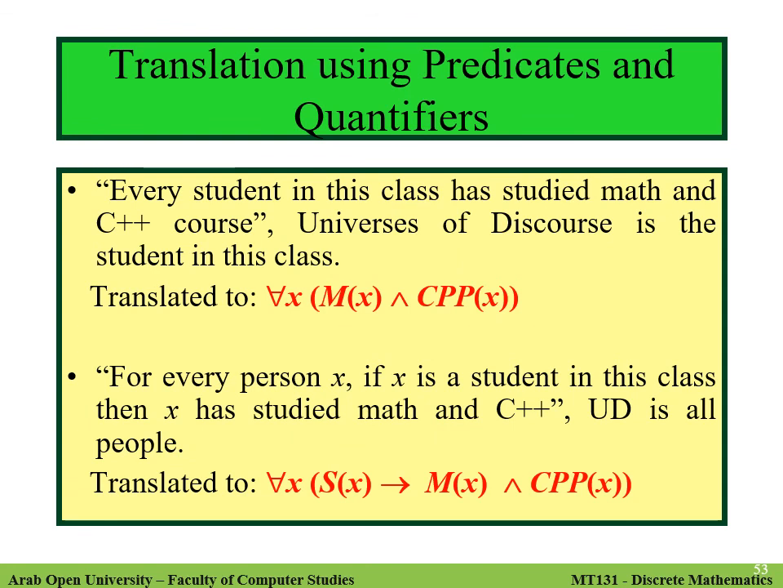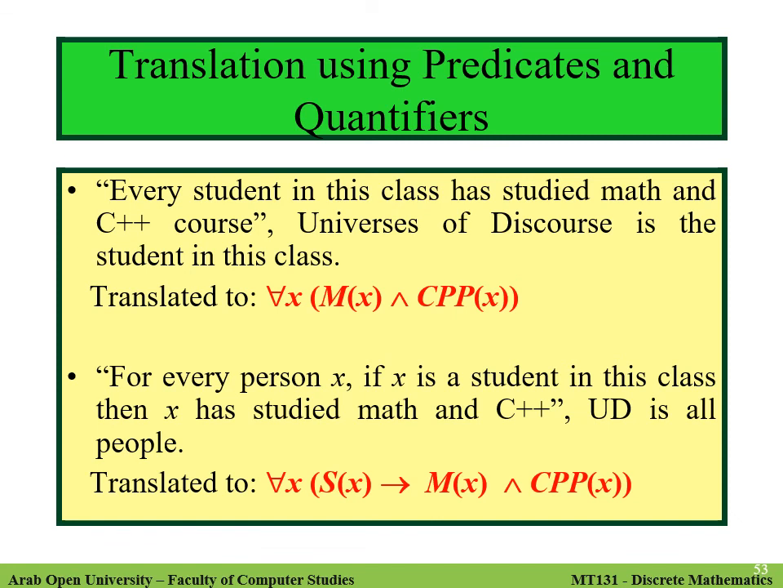Now we're back to translating. Again, when we work with quantifiers and logical statements, you can translate using predicates and quantifiers. So here are some examples. Every student in this class has studied math and C++ course. The universe of this course in this case is all students in this class.